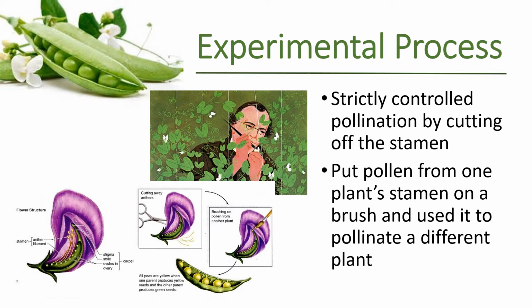So Mendel very strictly controlled how he pollinated these flowers. He cut off parts of the flowers that produced pollen. Then he would take a brush and collect pollen on the brush and put the pollen on the flower of the plant that he wanted to breed with. So he would very specifically take the pollen from one plant and put it into the flower of a different plant. And those were the two parents, the two parent plants.